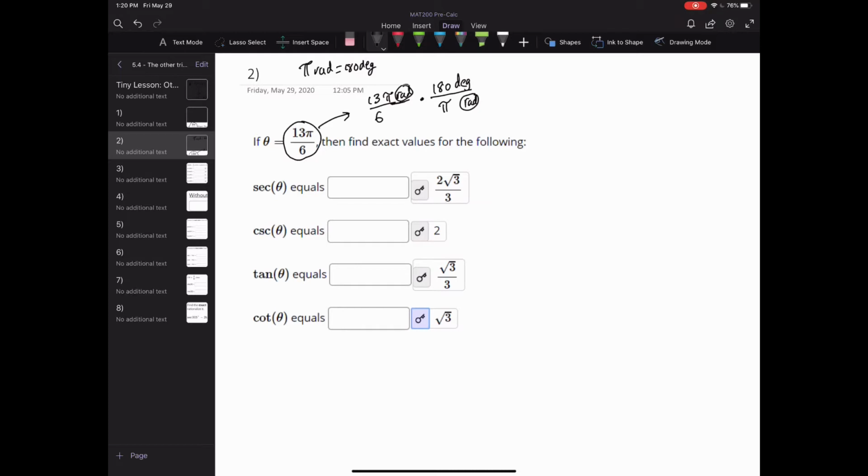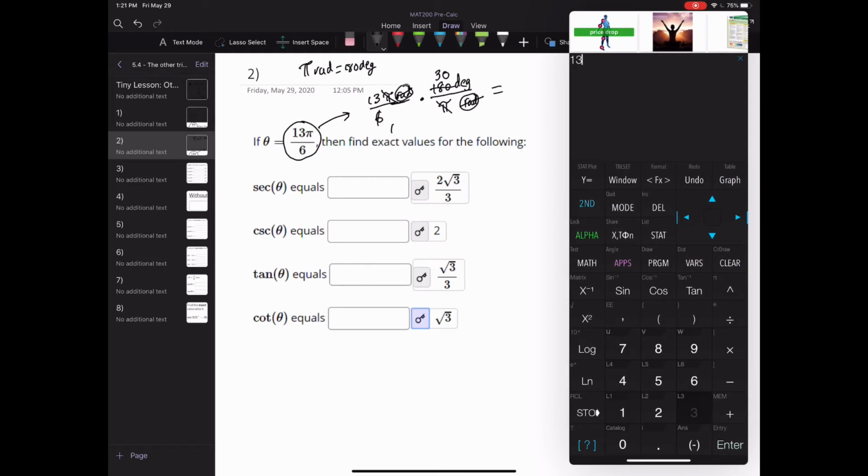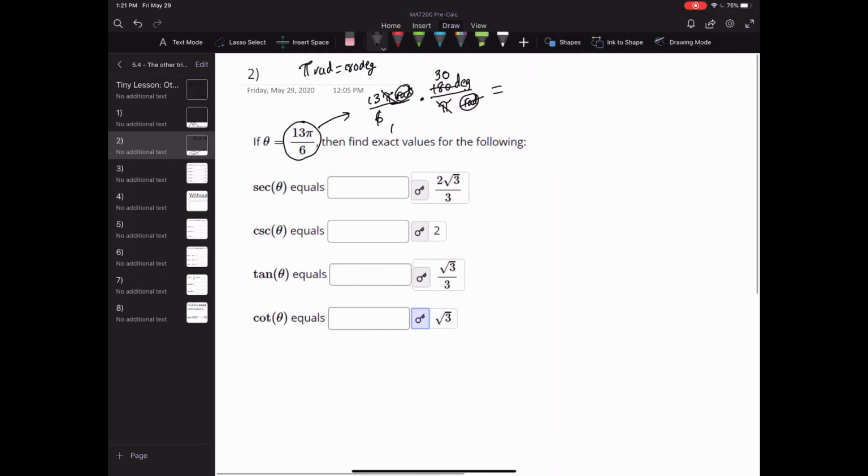This whole fraction is the number 1. I'm just multiplying by 1. I don't change its value. So radians and radians cancel. The pi and the pi cancel. 6 into 6 is 1. 6 into 18 is 3. So that's 30. So 13 times 30 is 390. So this is 390 degrees.